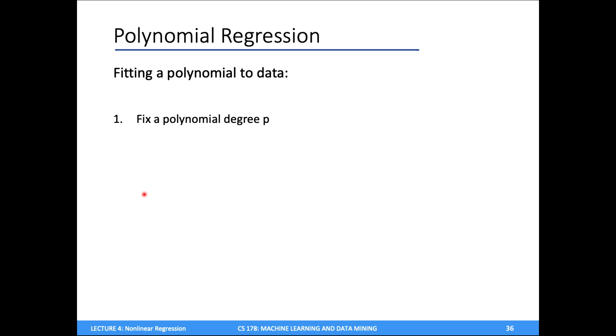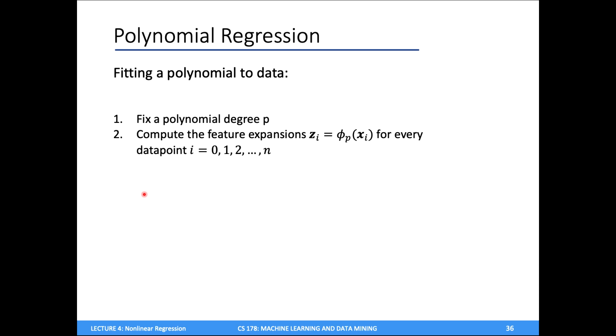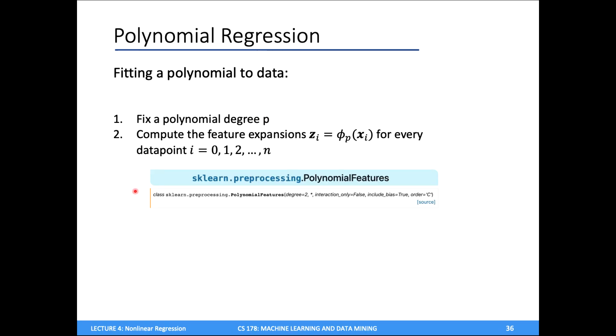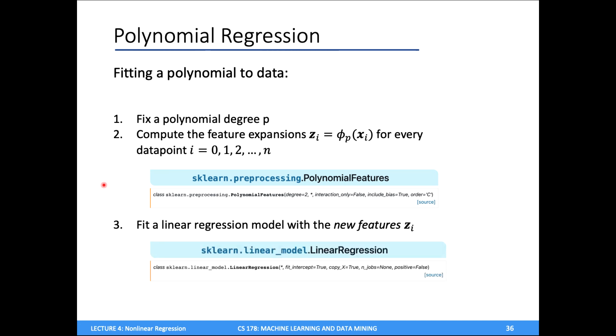So, to give you more of a pseudocode look at how you actually achieve this in practice: again, you fix the degree of your polynomial p. You compute these feature expansions, z sub i, for every data point x sub i in your data set. So you compute these polynomials. You can do this in a one-liner using scikit-learn, so there's some code out there that'll achieve this for you. And then you just fit a linear regression model on top of those new features z, say using gradient descent like we had done previously. And again, in scikit-learn, we've got linear regression models already implemented. Fairly straightforward to use these things.